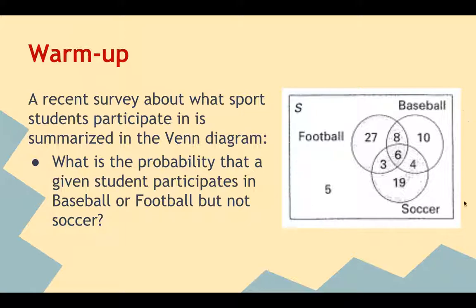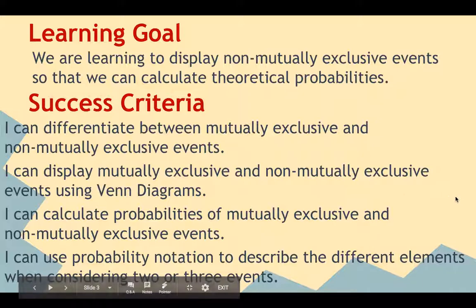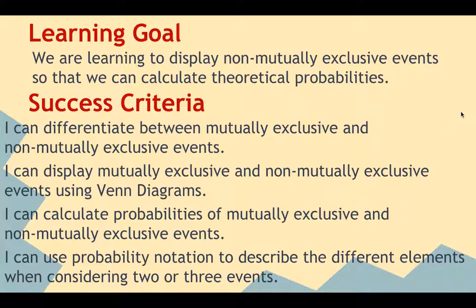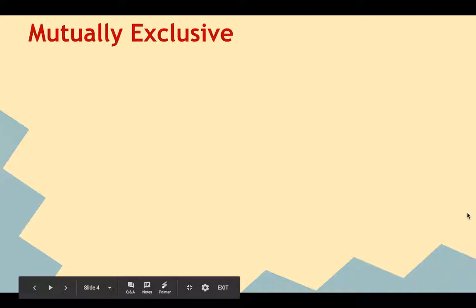The first thing we're doing is looking at what a Venn diagram looks like. The learning goal is being able to display non-mutually exclusive events. Mutually exclusive events are a lot easier, so we will be talking about them, but displaying them isn't as hard as displaying non-mutually exclusive ones. We'll also cover differentiating between them, calculating probabilities, and using notation to describe different elements.